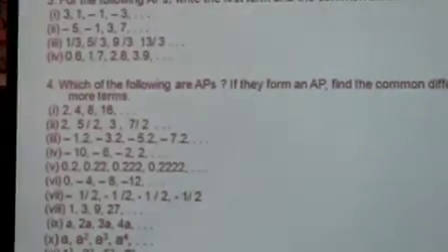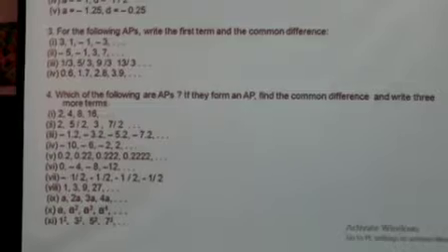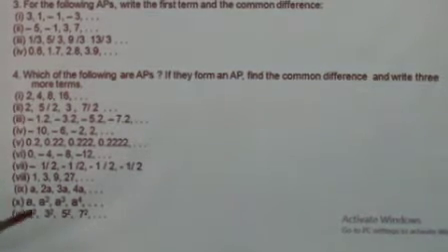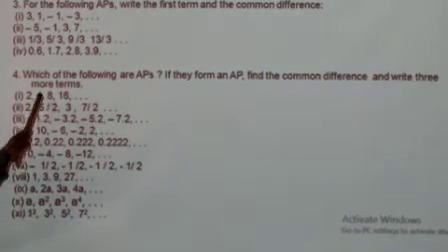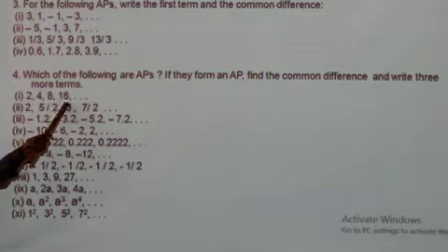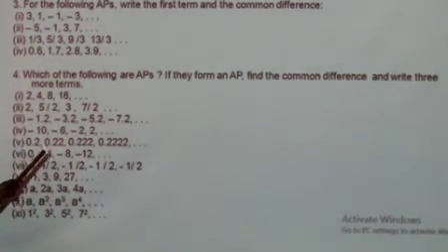Now I will go to the fourth main. See in the fourth main, which of the following are APs? And if they form an AP, find the common difference and write 3 more terms. What you have to do here? You have to keep on checking each one. Totally 11 sums are there, 11 sequences are given. I don't know whether each is an AP or not. You have to take the first one. I will show you 1 or 2. Remaining is your homework.